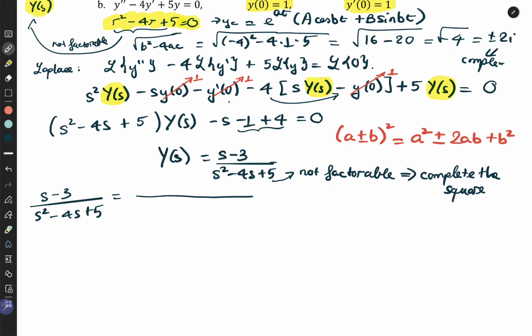We want it turned into something that looks like a squared. For s squared minus 4s, instead of writing 4s, I want to have the 2ab. I need that number 2, so we're going to write 2 times s times 2, plus 5.